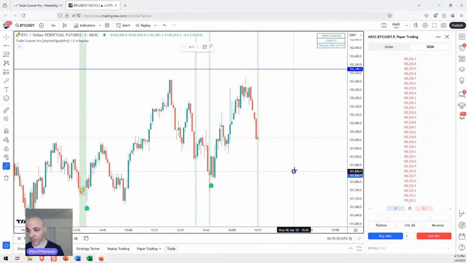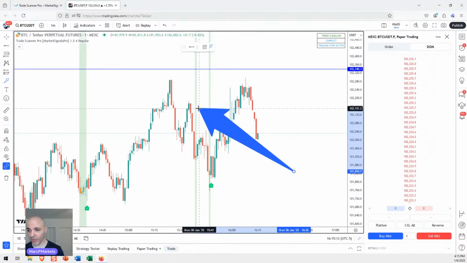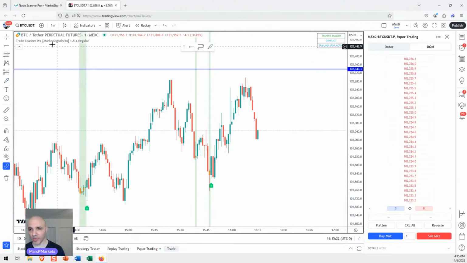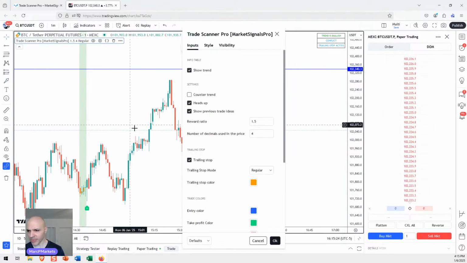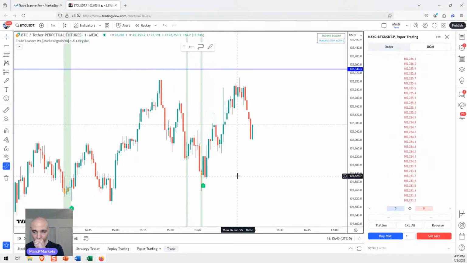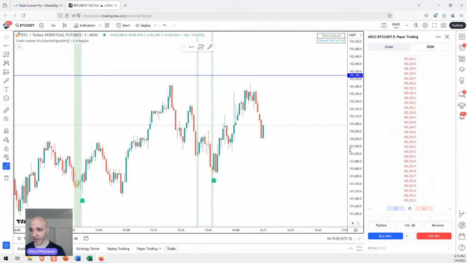Now it's giving me a heads up. These green columns, by the way, highlight these orange candles. Those orange candles are what we refer to as heads up. Heads up is a setting that you can change. As you can see, it's one of the settings in the settings panel, and it basically lets you know that a signal is likely to appear in the next 3 to 5 candles. So on a 1-minute chart, that's in the next 3 to 5 minutes. All right. That's what a heads up is.